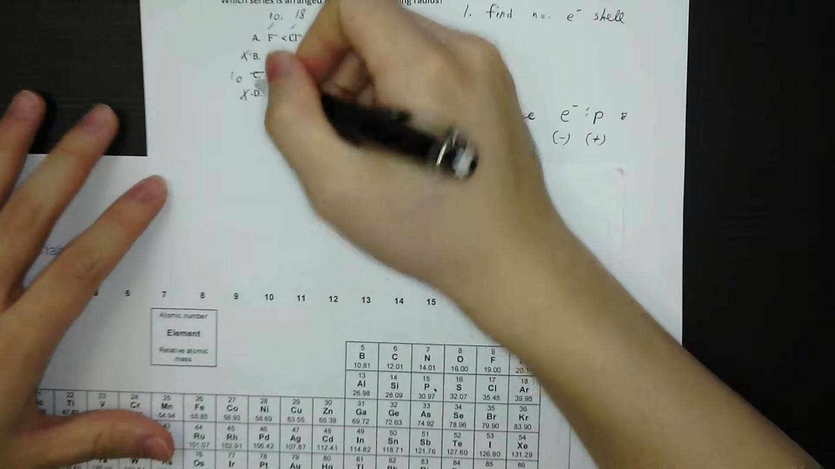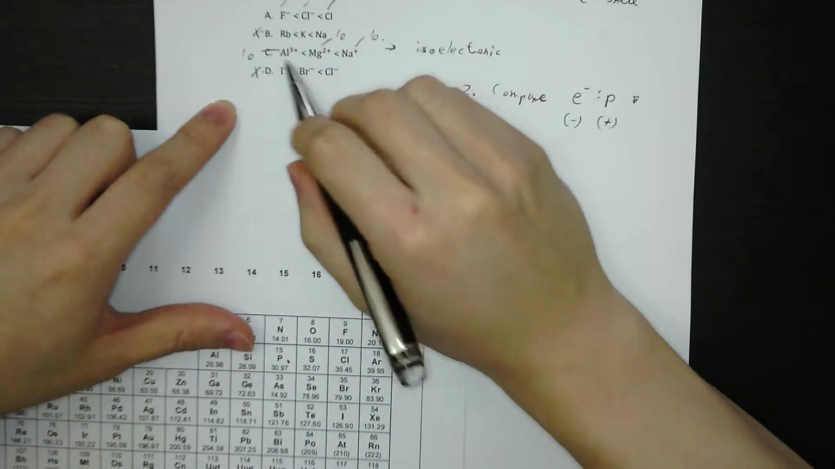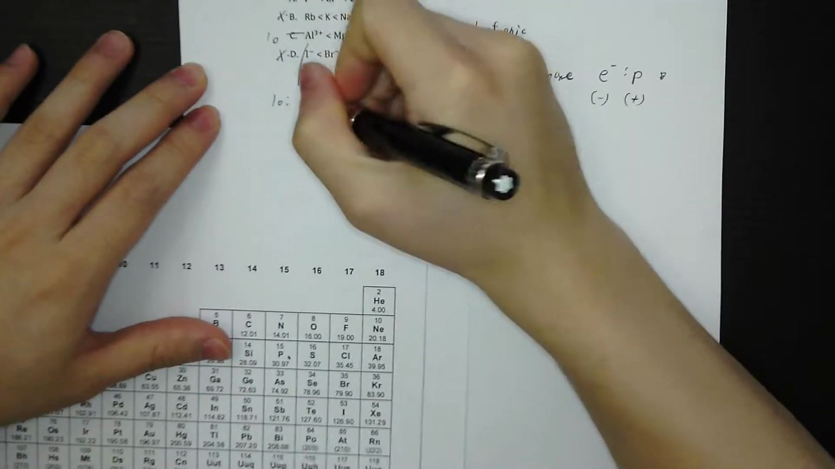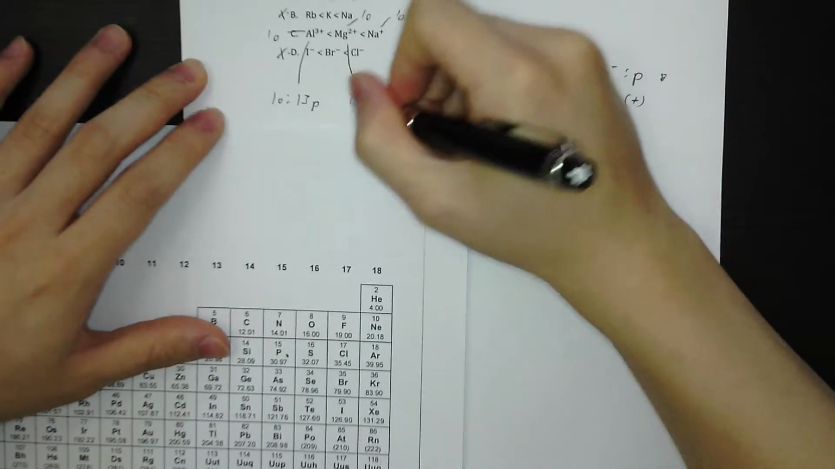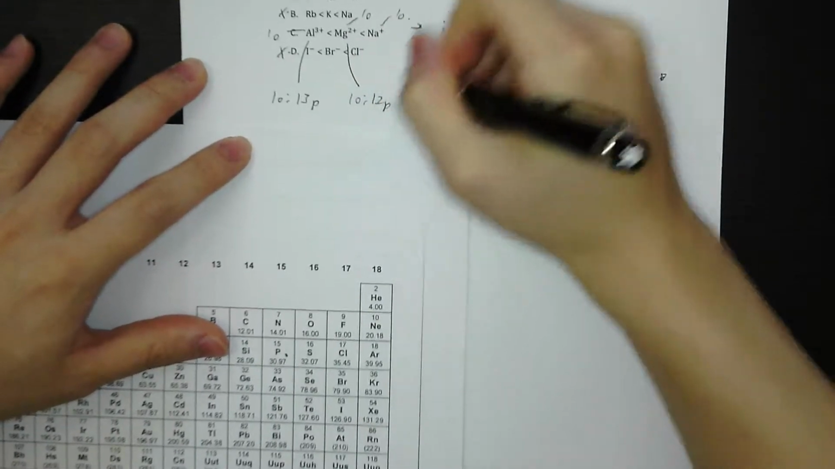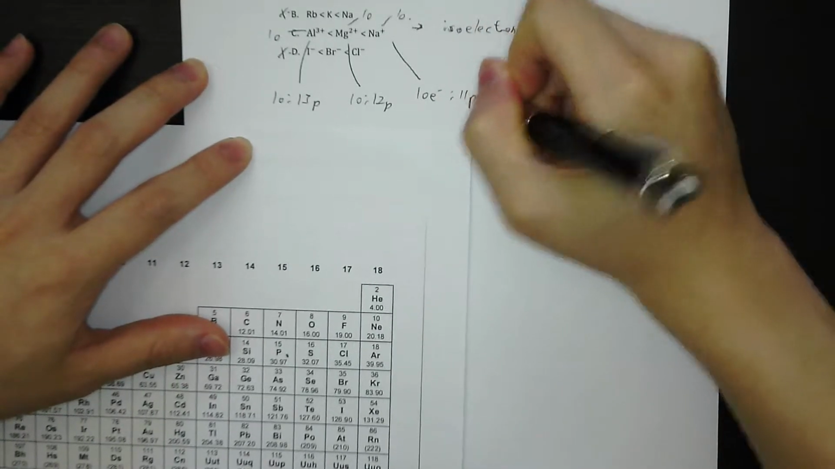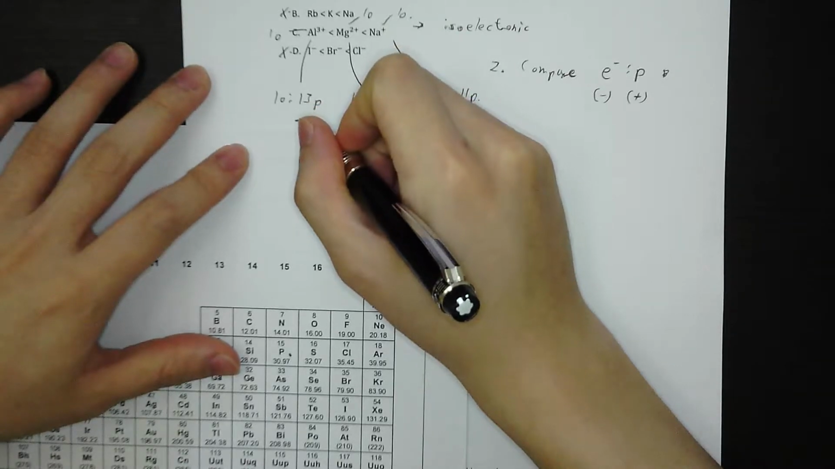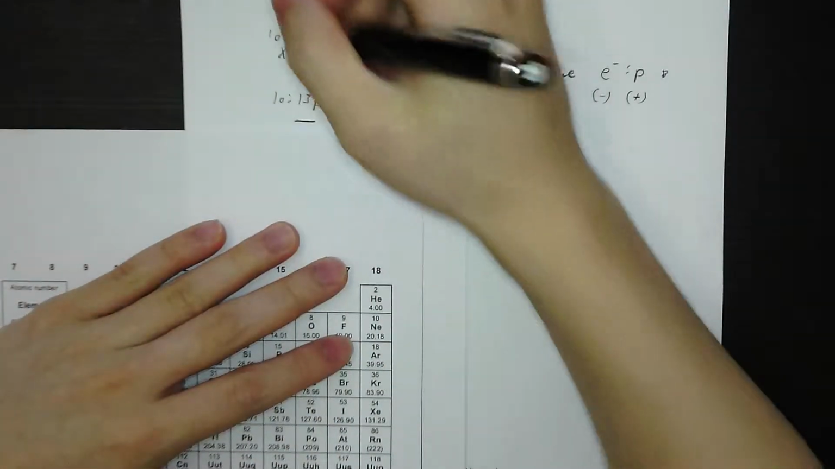Let's do part C first. Let's find the electron to proton ratio for these three species. Aluminum ion has 10 electrons and 13 protons. Magnesium ion has 10 electrons, 12 protons, and sodium ion has 10 electrons, 11 protons. The one with more protons has a smaller size, right? Because of a stronger nuclear charge. So C is correct.